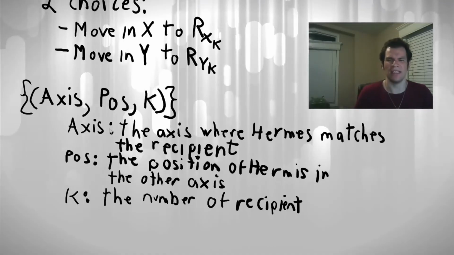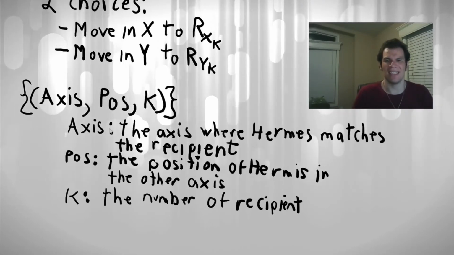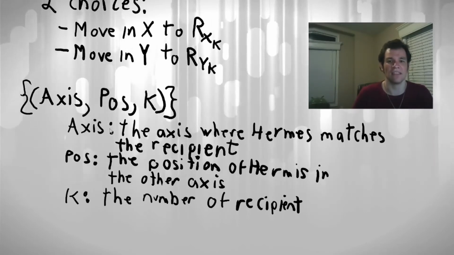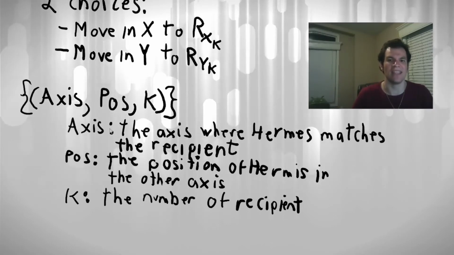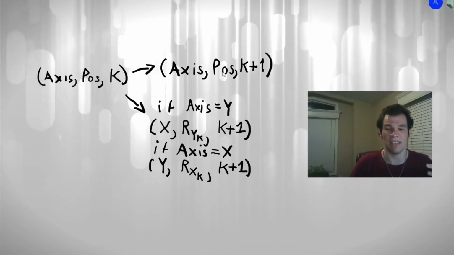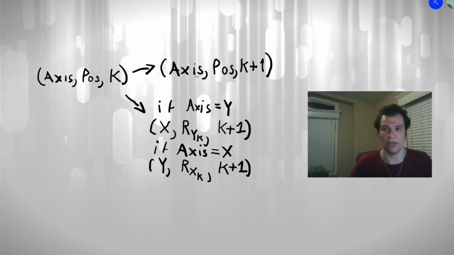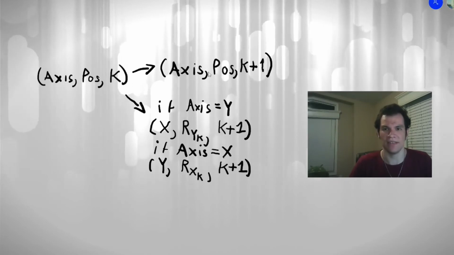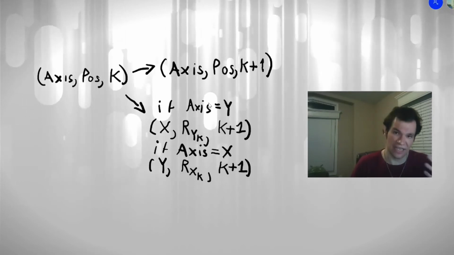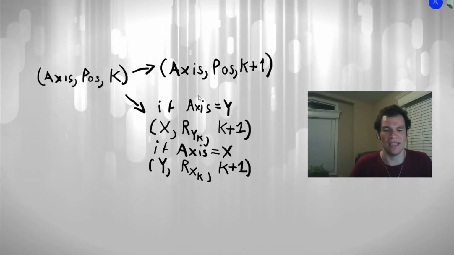Now that we know how to represent the state space, let's draw a diagram with the transitions of states in order to be able to find the recurrence. These are the two possible choices that Hermes can make at each step along the way: either stay in the same axis and just move to the next position, or change to the other axis. Let's see how that can be seen on the grid.